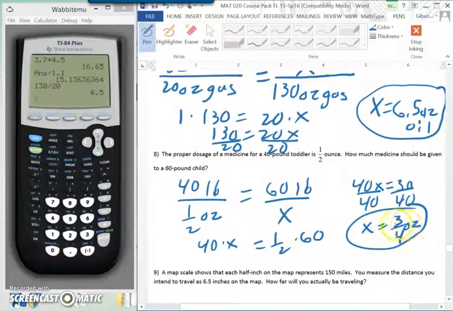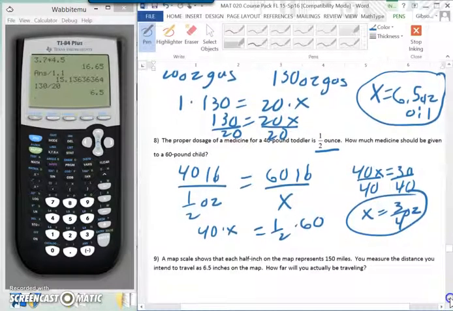Now the reason why we left it as 3/4 and not a decimal is because when we look up here in the problem, they gave us a fraction with relation to the ounce of the dosage. So we would keep it consistent.